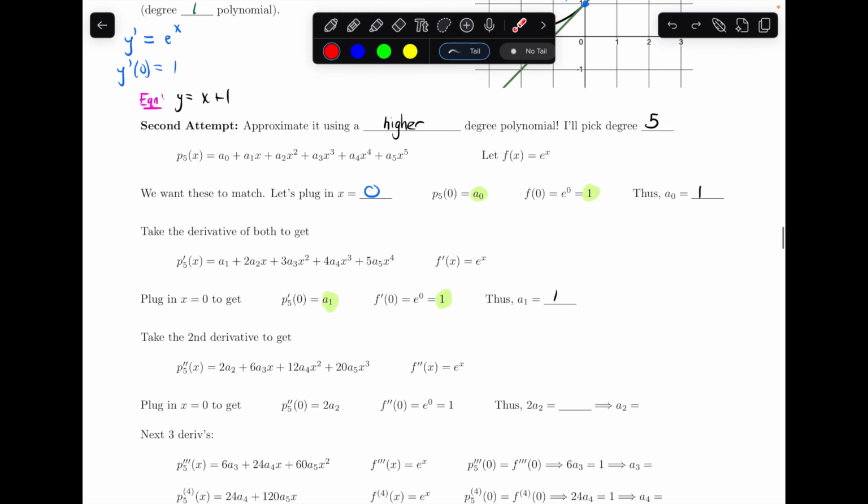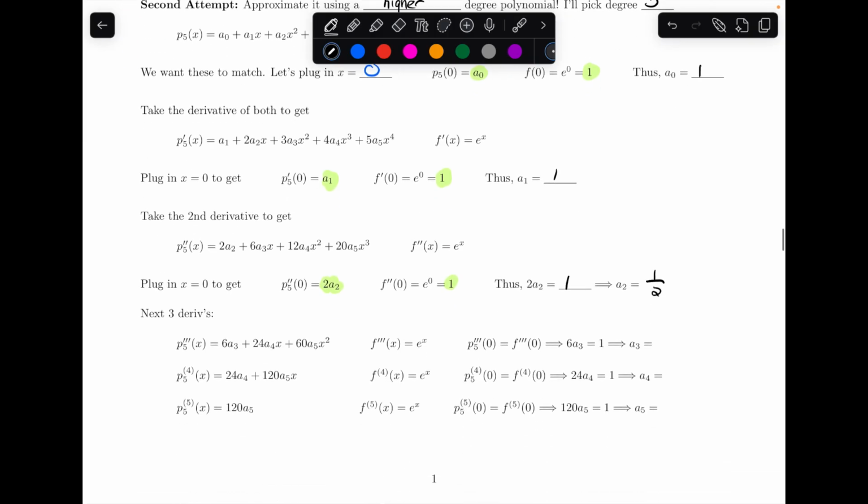And I can get that by doing more derivatives and setting them equal. So if I do the second derivative and I plug x equals 0 into this, in my polynomial, I'll just be left with 2a2, because everything after that just becomes 0. If I plug 0 into e to the x, because that's the second derivative, I get 1. So matching those, 2a2 equals 1, and then dividing, a2 is 1/2.